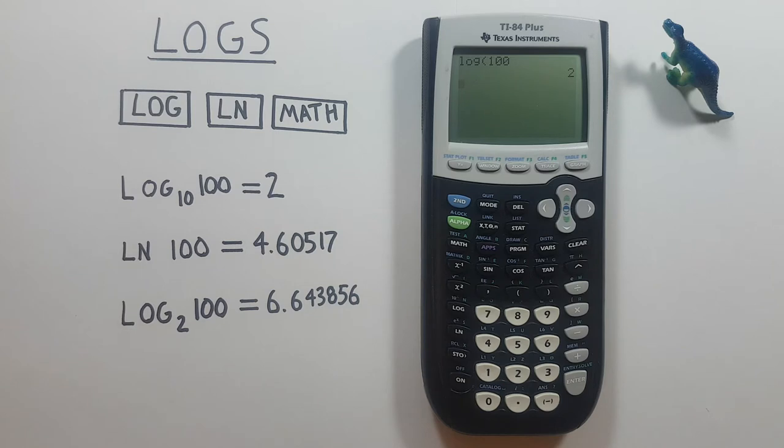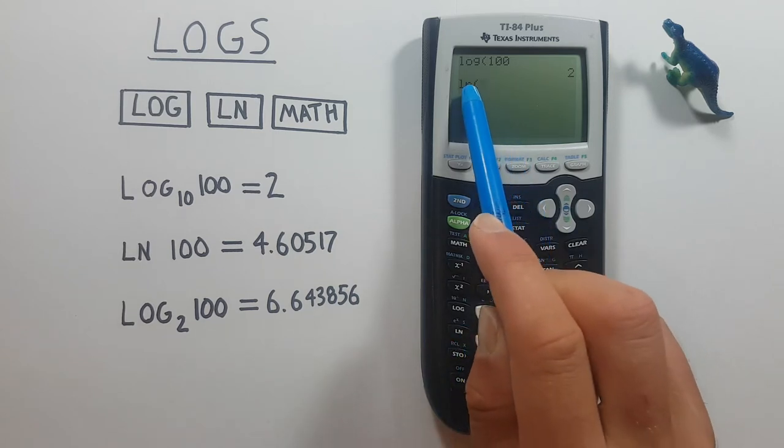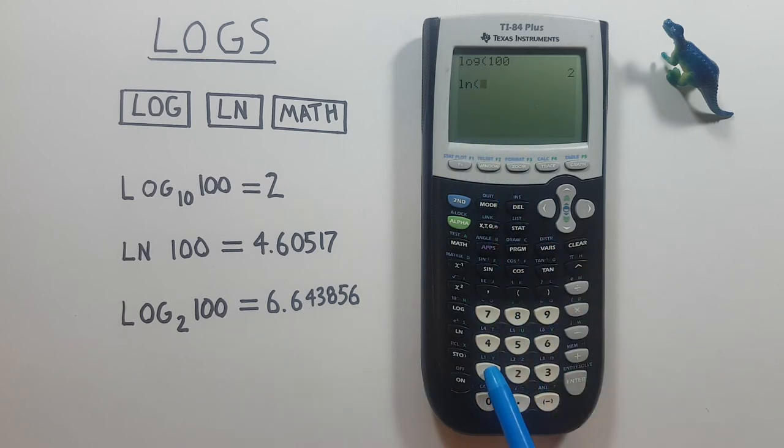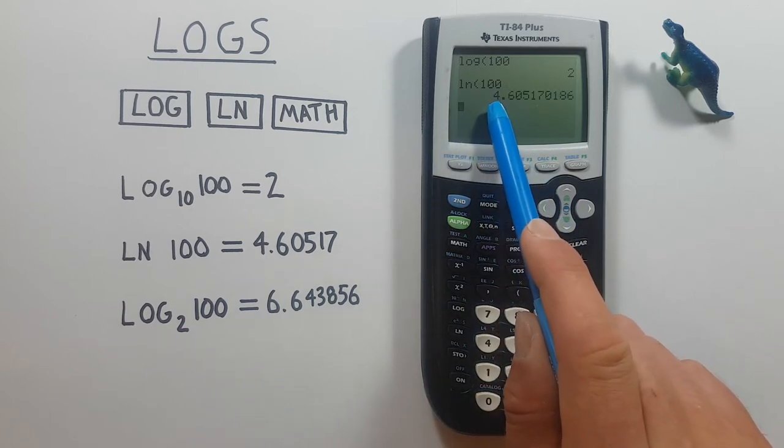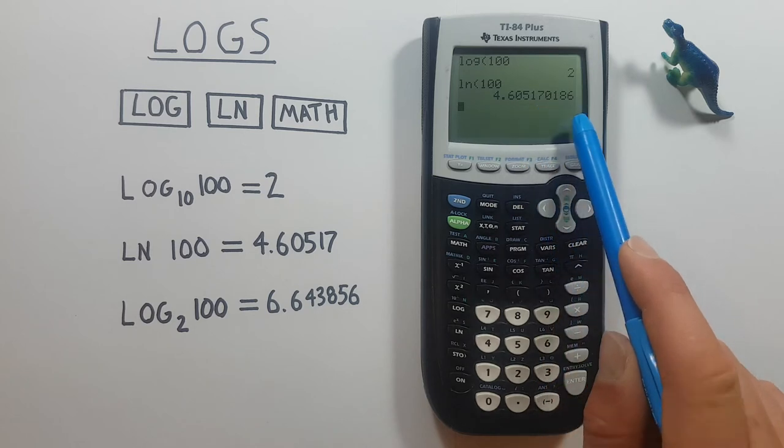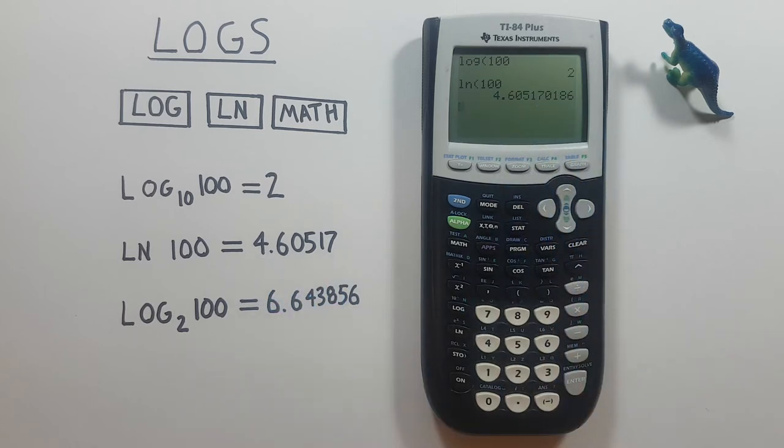We can solve natural logs the same way by pressing the LN key and then entering the 100 in that open bracket. For this example, natural log of 100, press enter, and we see the natural log of 100 is equal to 4.605, etc., which is correct.